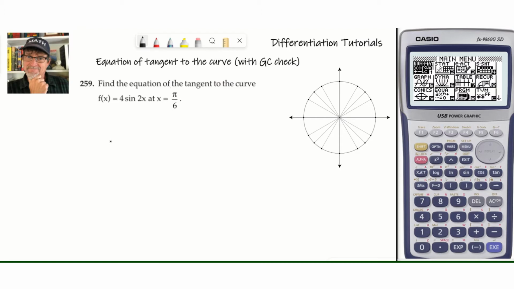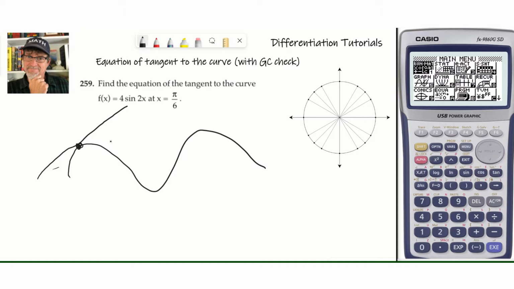Find the equation of the tangent to the curve f of x equals 4 sine of 2x at x equals pi over 6. Well, let's talk about what tangent to the curve means briefly. So let's say we've got a sine function. If we pick a point on that function, let's say right here, the tangent to that curve is a line that goes right. It's not touching very well, but you get the idea. It's just touching that point, just at that x value.